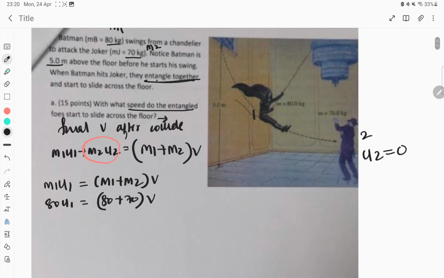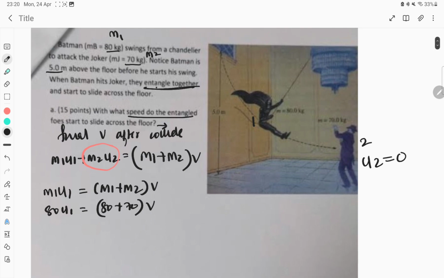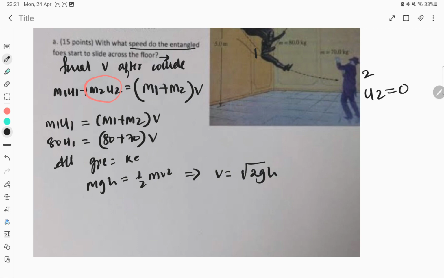So there are two unknowns over here, which means I need to find the value of u1. How do you do that? This is the hint given, that Batman is at a height of 5 meter, which means he has some GPE already associated with him. As he swings, all his GPE gets converted to kinetic energy, which means mgh, my GPE formula, gets converted to half mv square, which means your v will be under root 2gh.